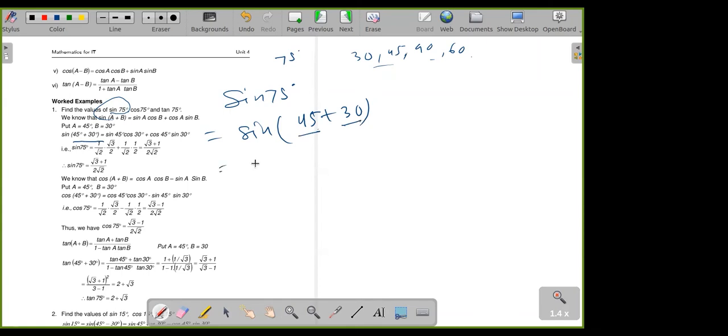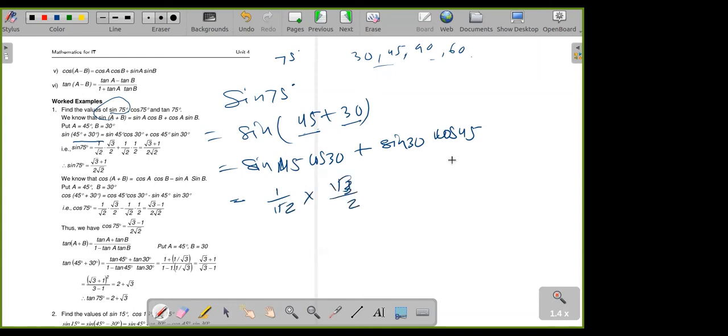So sine A plus B, as I said, comes in pairs: sine 45 cos 30 and sine 30 cos 45, and just put in the values. Sine 45 is 1 by root 2, cos 30 is root 3 by 2, plus sine 30 is 1 by 2, cos 45 is 1 by root 2. So it is (root 3 plus 1) by 2 root 2. This is the value. Similarly, we can find tan 75.